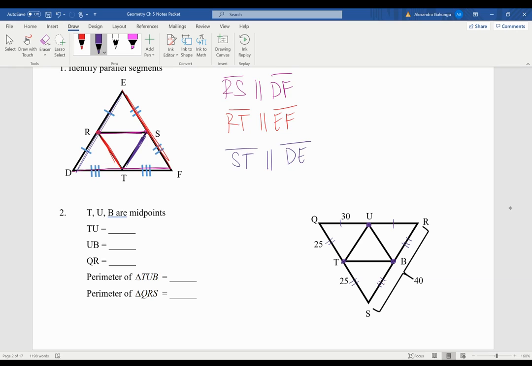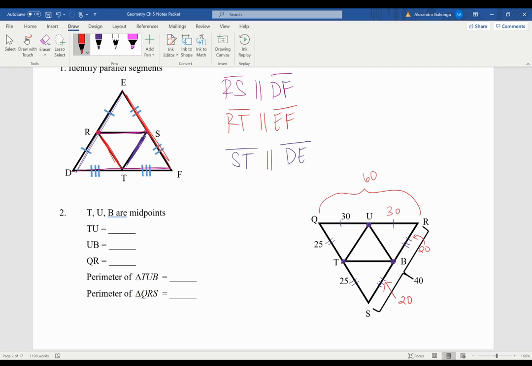Before I even find this info, I like filling in the missing pieces. So if U is the midpoint, QU is 30, that also means that UR is 30. It also gives me info about the whole thing. QR, that's 60. If RS is 40 and B is the midpoint, it's halfway. That means that this is 20. And this is also 20.